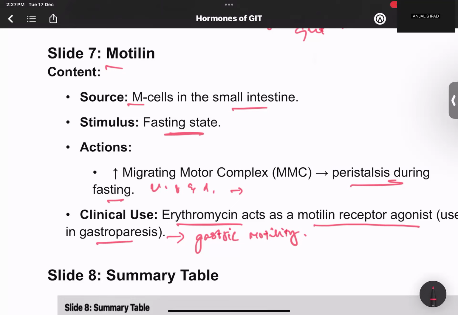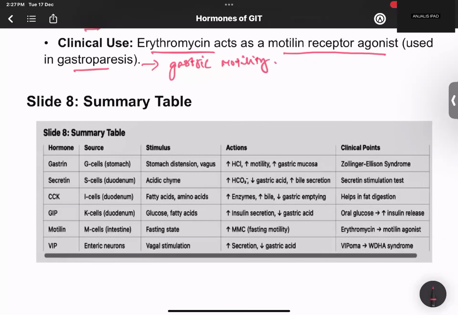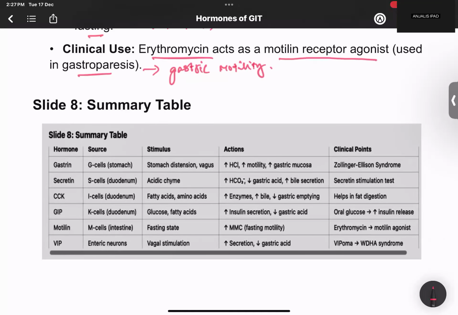And what is the clinical use? Erythromycin is a motilin receptor agonist, and this is used in gastroparesis. Why in gastroparesis? It can stimulate gastric motility. All right. Now I have a summary table for all the hormones, so you can just go through it. All of them are simplified: the source, stimulus, actions, clinical points, and all that.